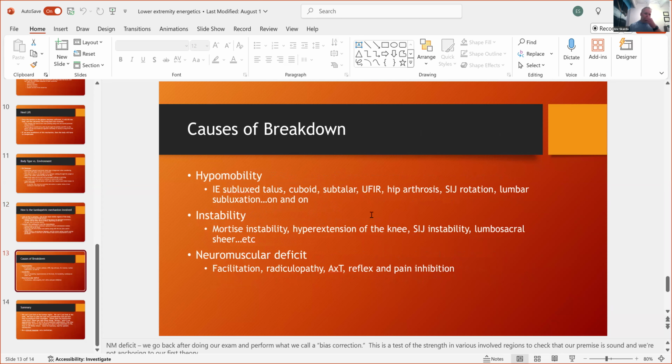All right. And we've been kind of talking about this the whole time we've been going through these slides. We have all kinds of potential causes for breakdown here. Hypomobility, these are the easy ones. These are the ones that we like to find. Sublux talus, dropped cuboid, subtalar joint issues, arthritic hip, et cetera, on and on and on. Instability becomes a little more difficult.